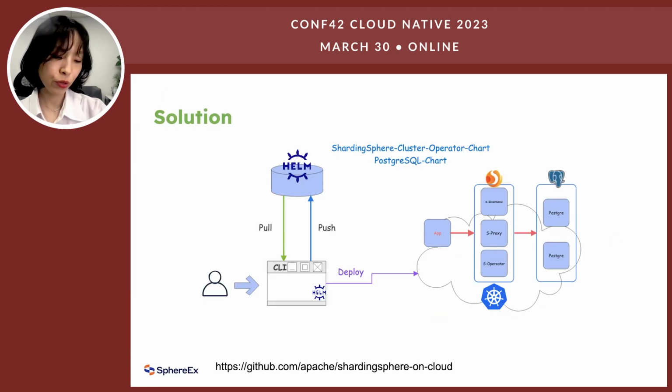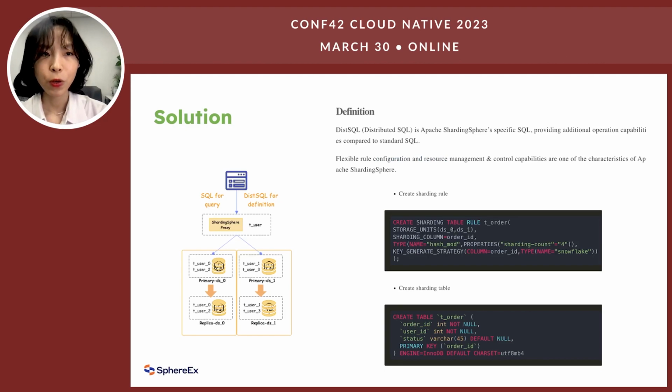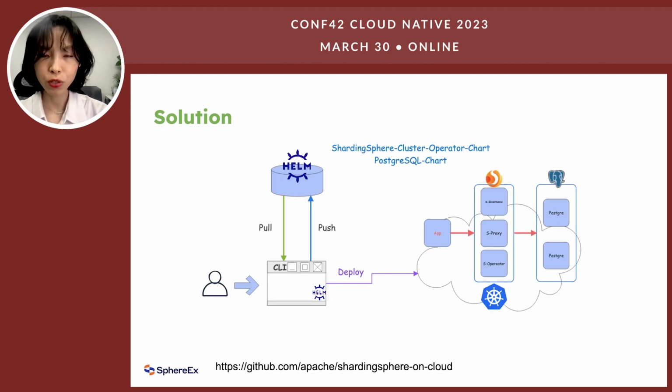So, next part, I will use the Sharding Sphere on Cloud project to do the demo. I will use Helm to deploy the Sharding Sphere cluster and use the PostgreSQL chart to deploy PostgreSQL on Kubernetes. If you already have your RDS, then you can ignore this part and just use the Sharding Sphere cluster operator chart to deploy Sharding Sphere in Kubernetes, and let Sharding Sphere connect to your RDS. Then it can help you manage the connections and do the data sharding. So we first need to do the deploy work.